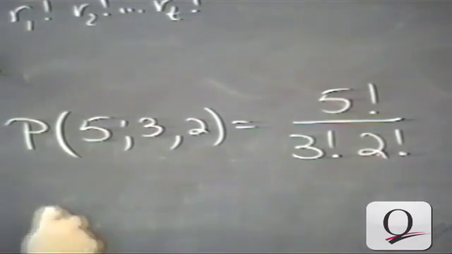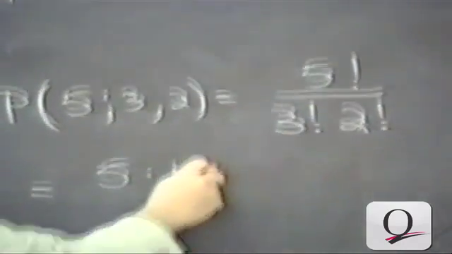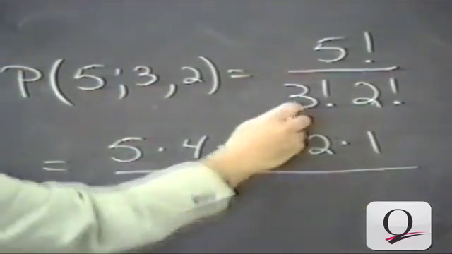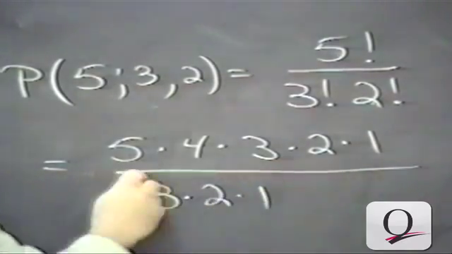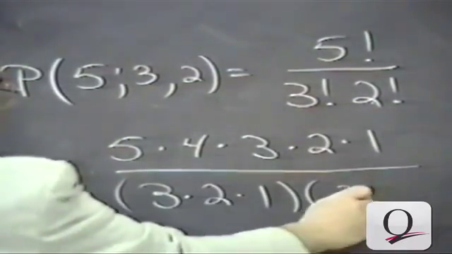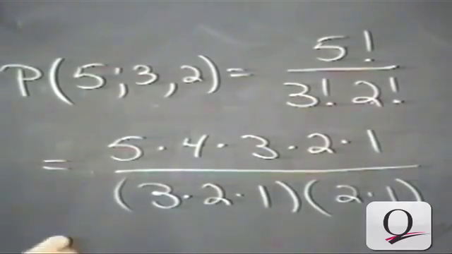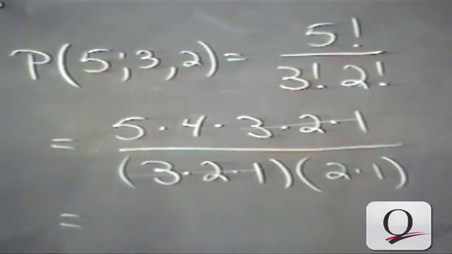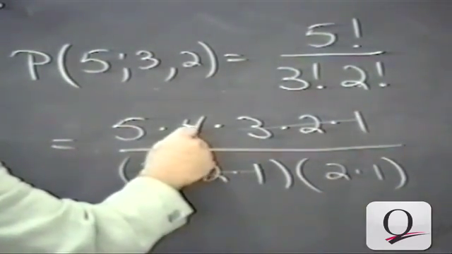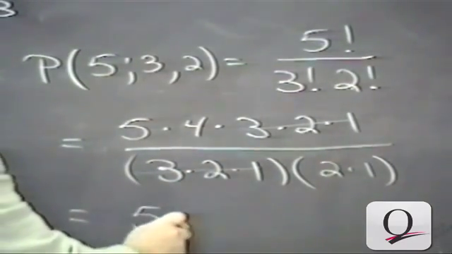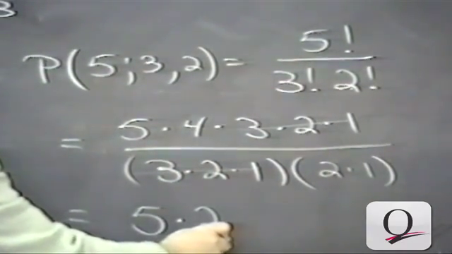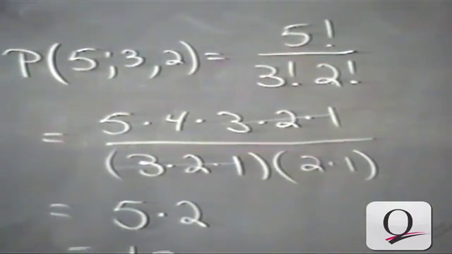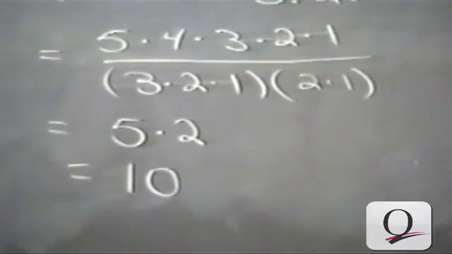Let's work this out. 5 factorial is 5 times 4 times 3 times 2 times 1. And I divide by 3 factorial, which is 3 times 2 times 1, and also by 2 factorial. So 3, 2, 1 on the bottom cancels 3, 2, 1 on top. And the 2 of this cancels 2 of the 4. So I just have 5 times 2. And AAABB allows 10 permutations.